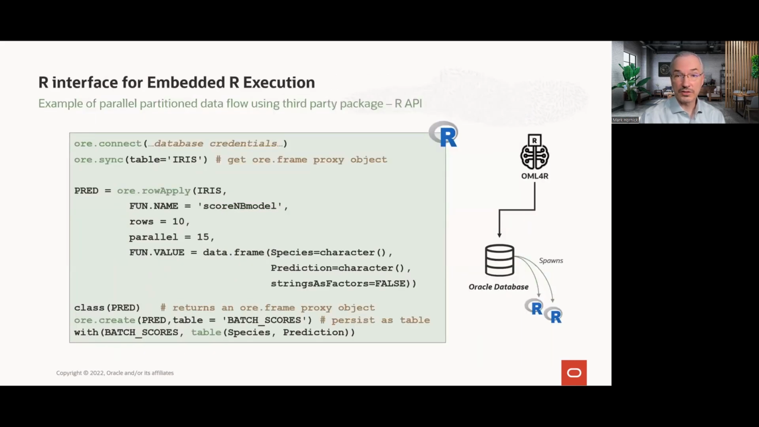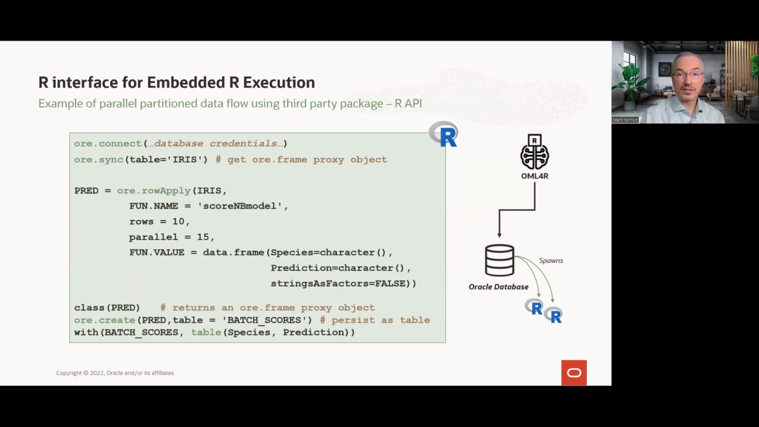So now, let's use OML for R to get data parallel behavior using our scoring UDF. After getting a proxy object to the iris table, we provide it to rqRowEval along with the function in the script repository. And that we want 10 rows to be processed at a time, do this in parallel using 15 R engines. The FUN.VALUE parameter specifies the resulting data frame structure so it can automatically create a single result, as opposed to a list of partial results.